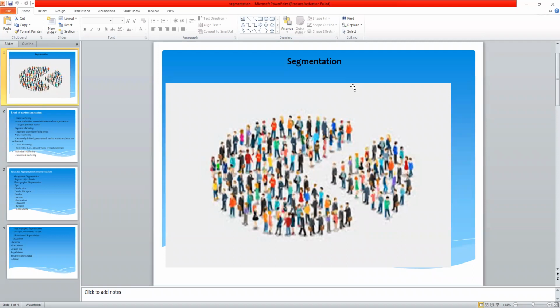So here, in this session, in this chapter, we will examine the levels of segmentation, the patterns of segmentation, the procedure for market segmentation, the basis for segmenting consumer as well as business markets, and the requirements for effective segmentation.